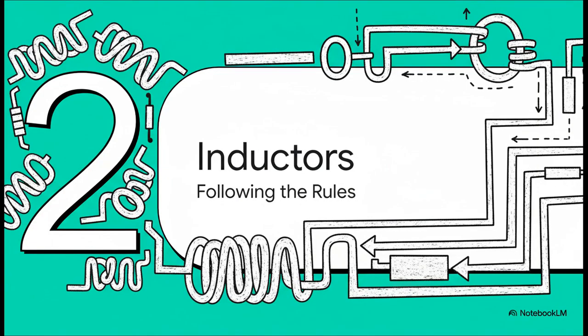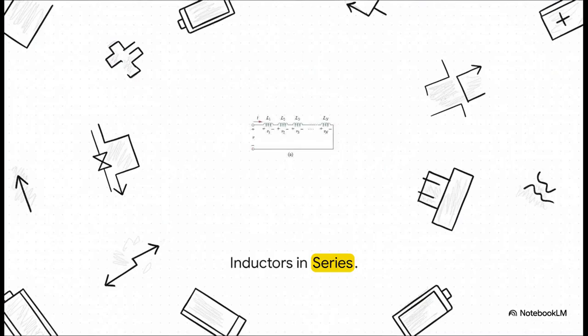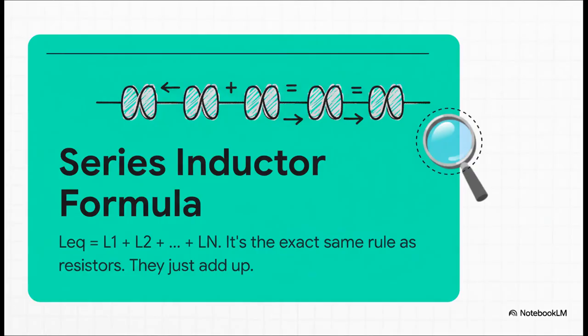Okay, let's move on to our next component, the inductor. And I've got some really good news for you. You've actually already done all the hard work. You already know the rules. So here we go. Inductors connected end-to-end, in series. Does that look kind of familiar? It really should. It's the exact same setup we just saw with resistors. The current only has one road to take. And the formula for the equivalent inductance? Well, you probably guessed it. It's identical to series resistors. You just add them up. See? No new rules to memorize.